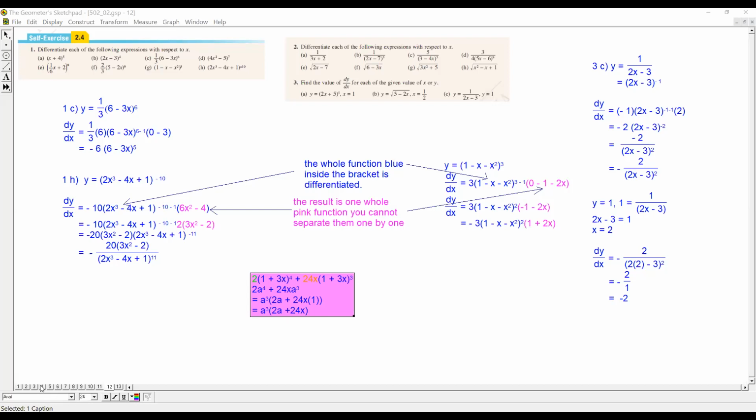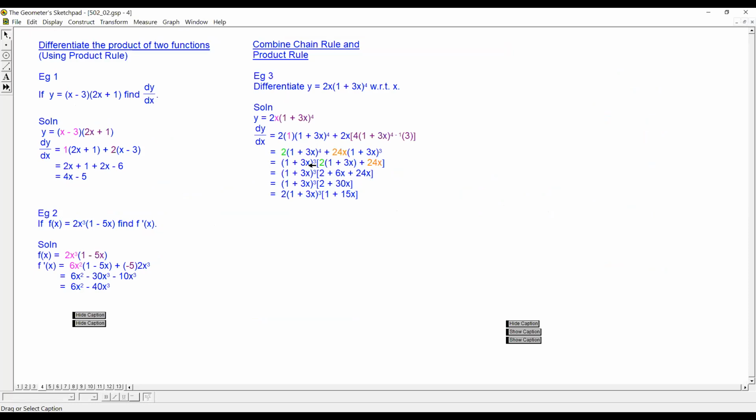Right. So now come back to this one. So here you take out, factorize 1 plus 3x to the power 3. You still got 1 plus 3x to the power 3, still got one factor inside. Then this one take out, there's still a 1 inside there. Simplify, we get this. Okay, right.